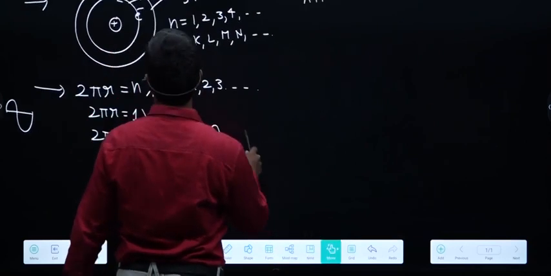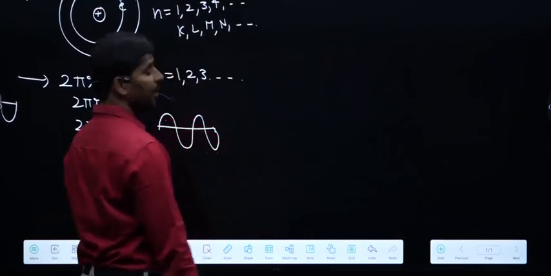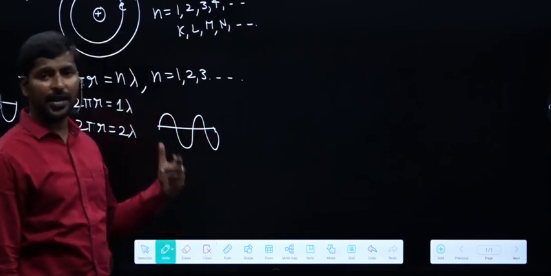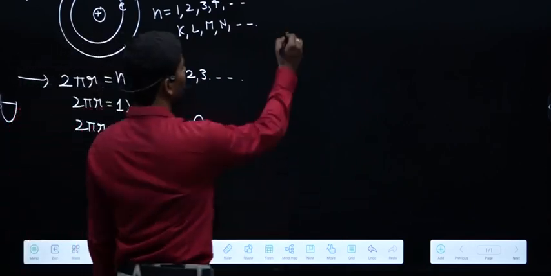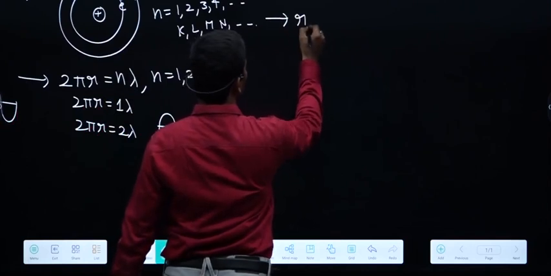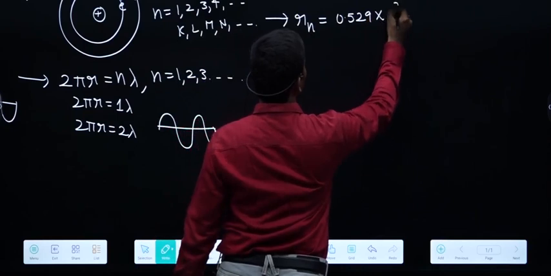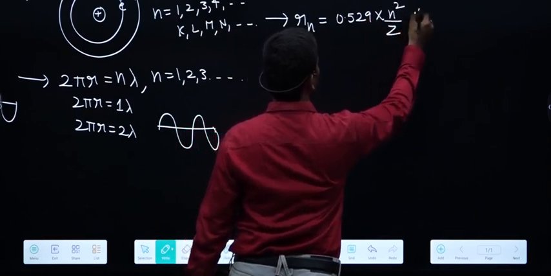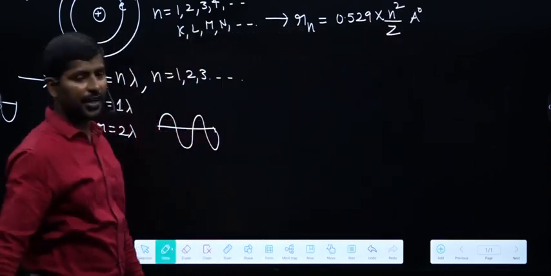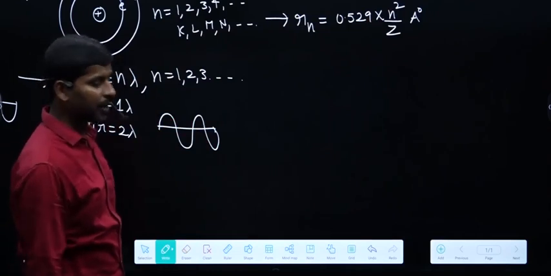So based on these assumptions, Bohr calculated radius, velocity, energy and ionization energy. So these 4 formulas you may remember. What is the expression for radius? 0.529 into n square by z angstroms. The expression for radius is 0.529 n square by z angstroms.